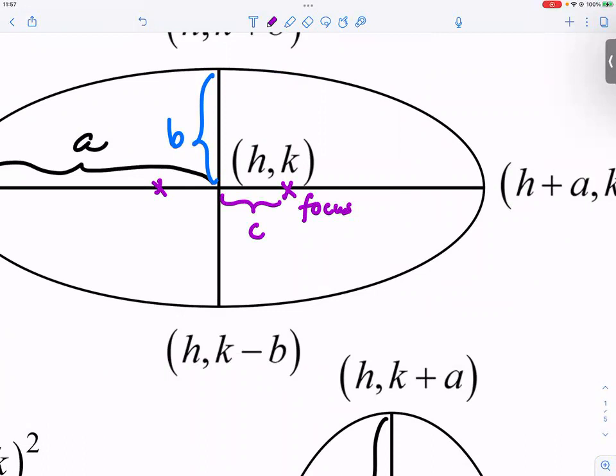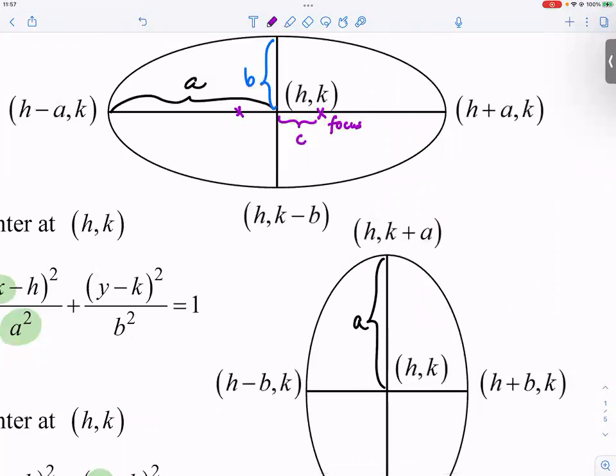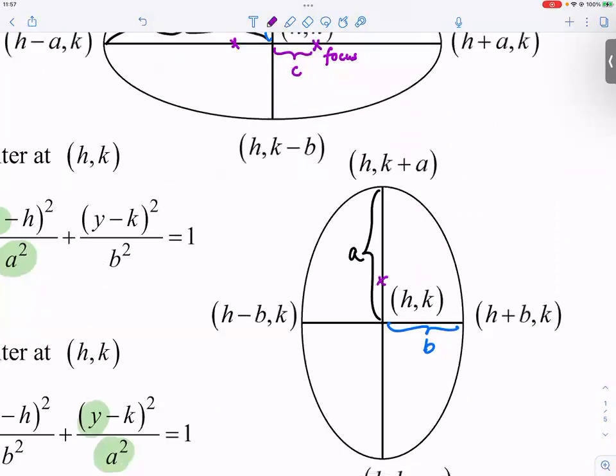Okay, so we have A, we have B, and we have C. Let me label the A, B, and C for the other diagram as well. So this is B, and then you can make a focus right here, and this distance would be C.